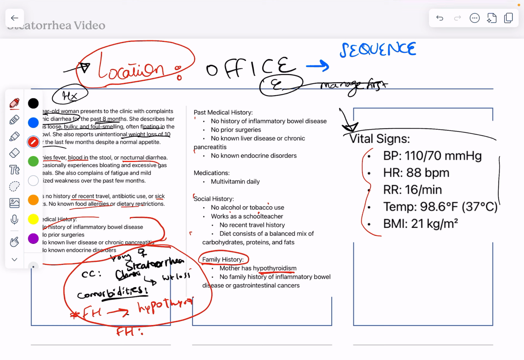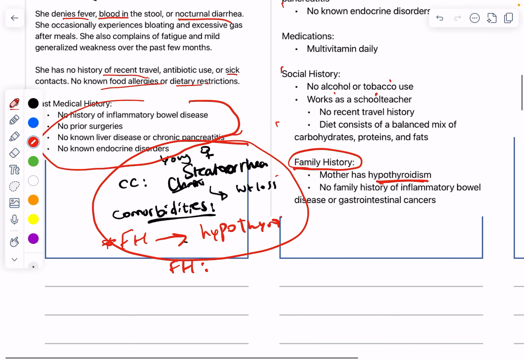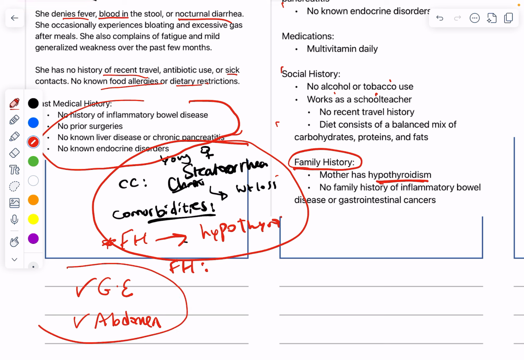So now we know the sequence, right? I'm going to do a full physical exam on this patient, focusing mainly on the general exam. So we're going to do a general examination and an abdominal exam. When you do a full physical exam, you want to check first the chief complaint, okay? Because the chief complaint has diarrhea, weight loss, stuff like that, you'd want to include this. And based on your differential, you're going to include any other physical exam.